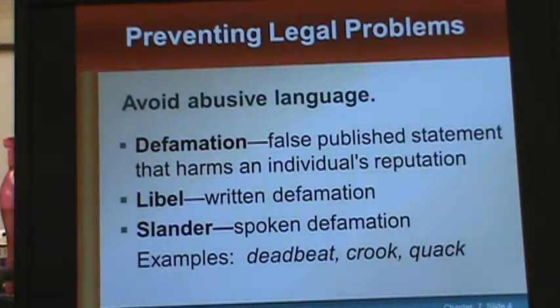Defamation can either be libel or slander. In the case of libel, it's written defamation. Celebrities sue for defamation all the time because of stuff that's written in magazines or tabloids. And slander is spoken defamation, something that was spoken in an interview or a video or something like that. So examples are below.